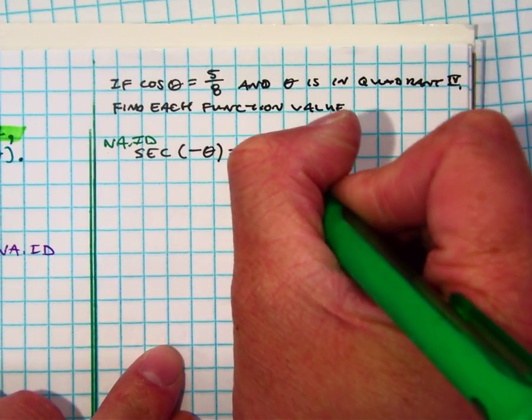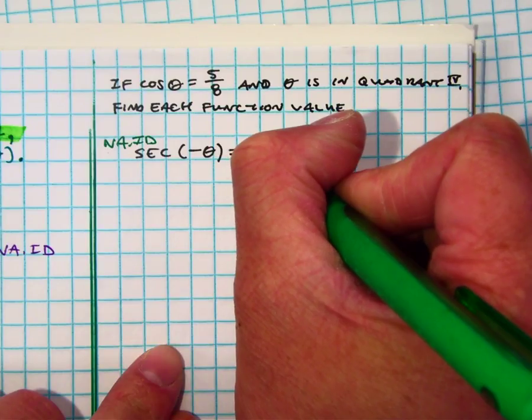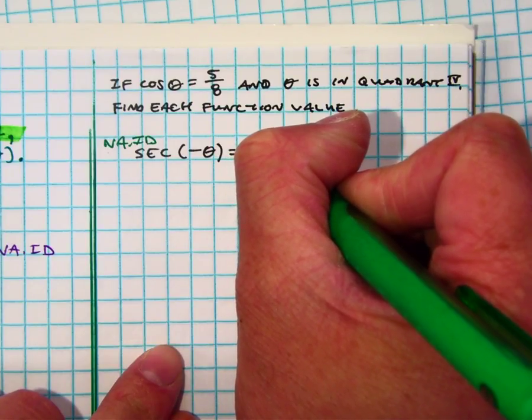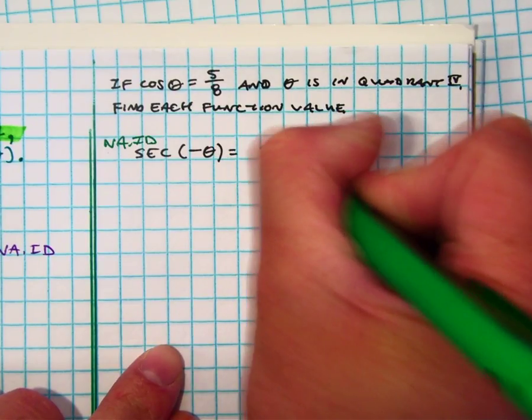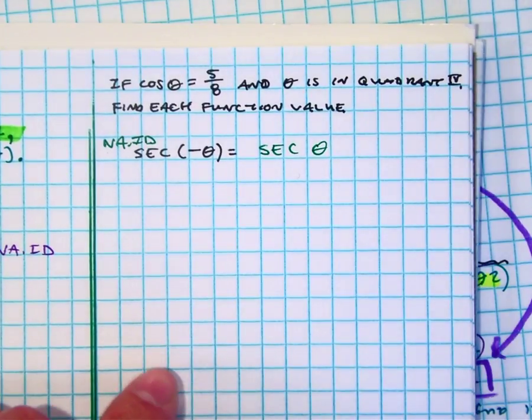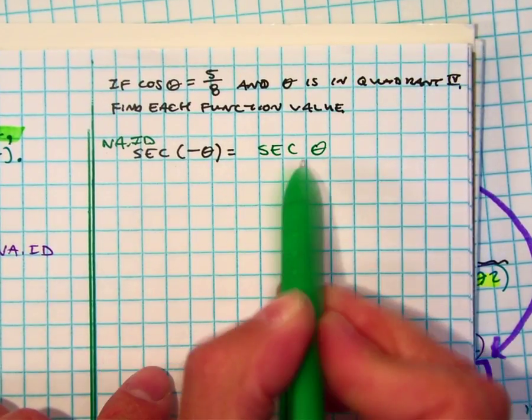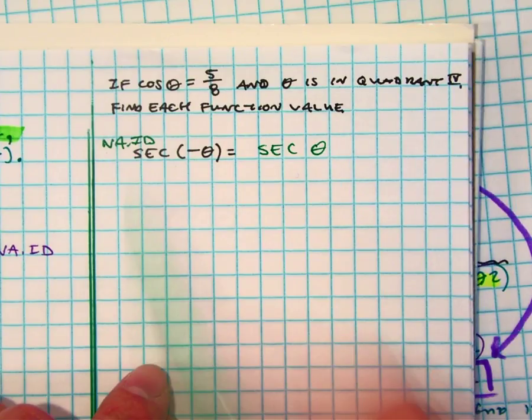Where's the negative sign go now? Nowhere. So what do I write? Secant theta. To go from here to there, that is the negative angle identity.